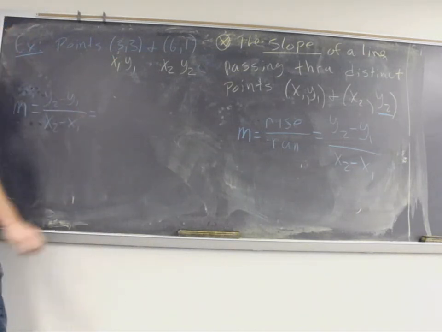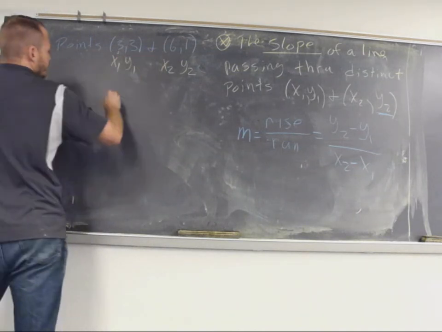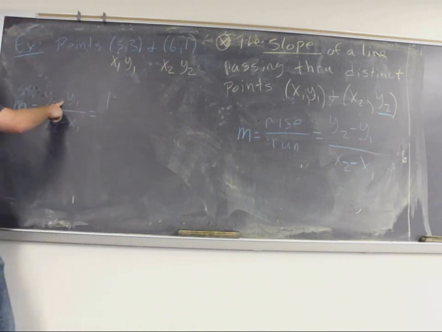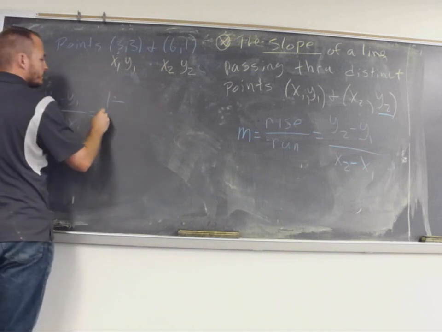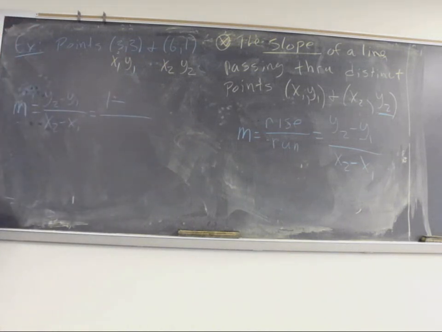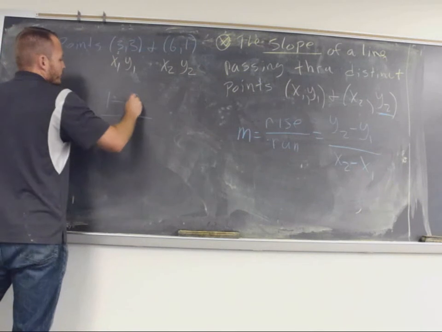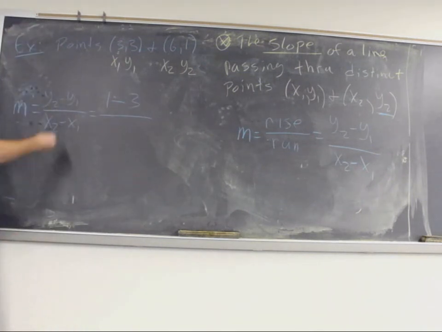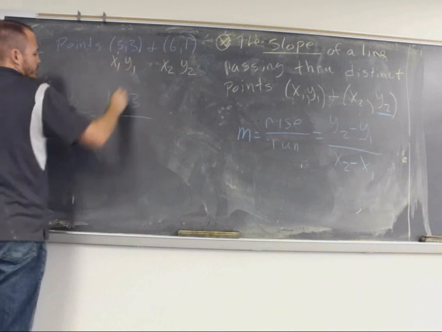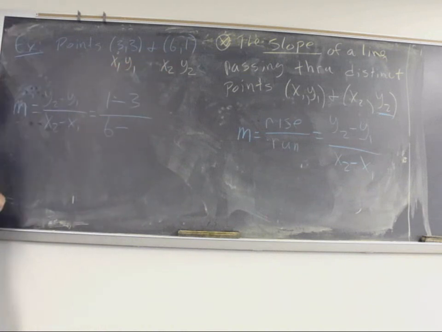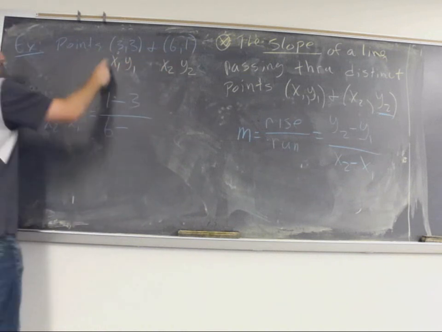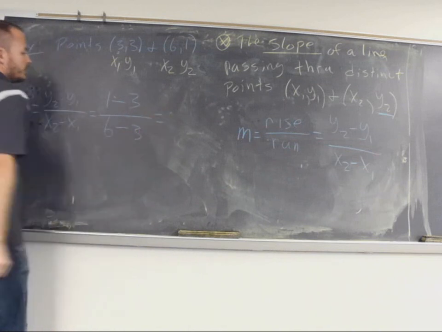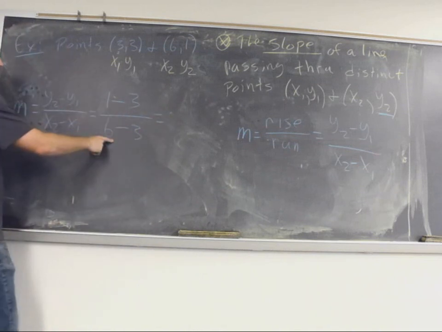So this is equal to y2, which is 1, minus, the minus is part of the equation, don't forget it. And if you like to draw the divided sign already, that's helpful. Minus y1, which is 3. Now go to the bottom, the change in the x's. x2 is 6, minus, the minus is part of the equation, x1, which is 3. Simplifying this, we get minus 2 divided by 3.